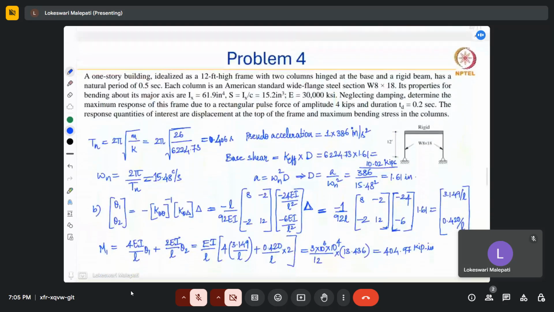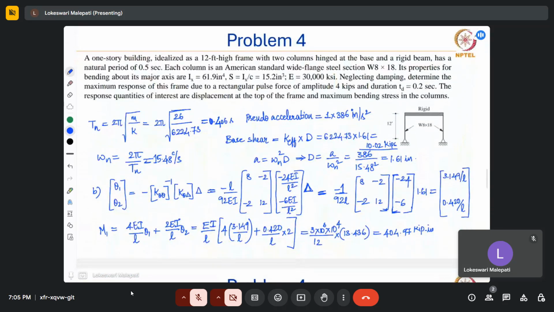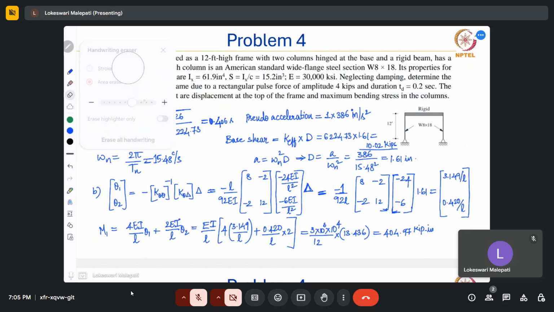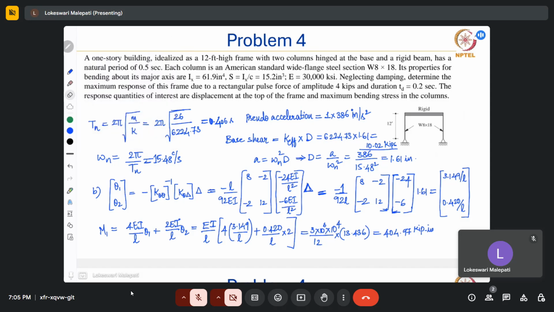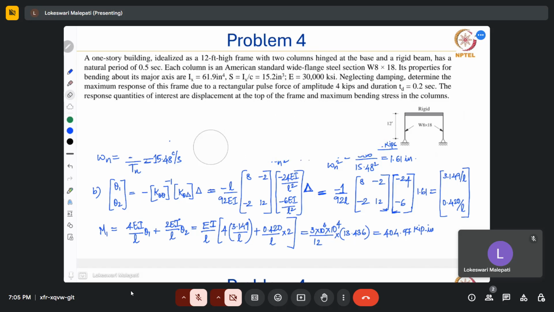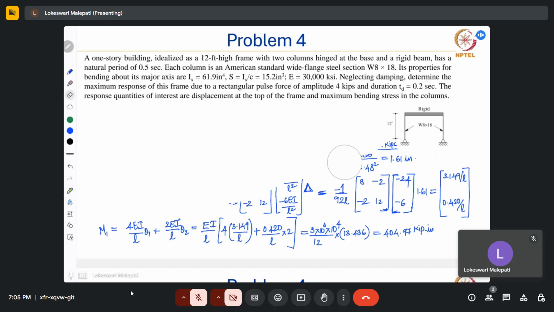So, need to erase these things. I'll try to upload this solution in the document in the folder which is already shared in the website.